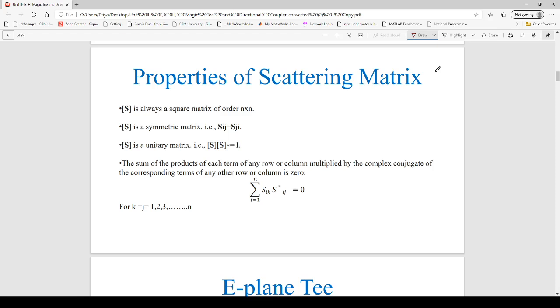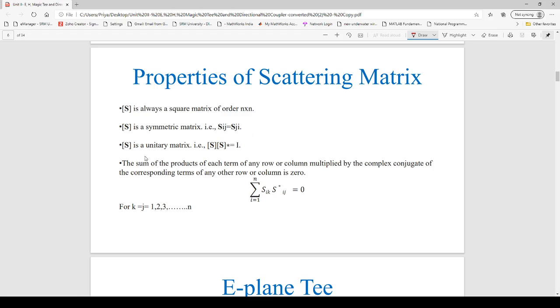So the first property is that it should be a square matrix. Your S matrix should be a square matrix of order n cross n. Suppose it is a 2-port network, we will have 2 cross 2. If it is a 3-port network, we will have 3 cross 3, likewise. So S is always a square matrix of order n cross n. And the next property, your S matrix should be a symmetric matrix. So when we say 3-port network or 2-port network or whatever it is, your Sij will be equal to Sji. And if it is satisfying this property, then it is called a symmetric matrix.